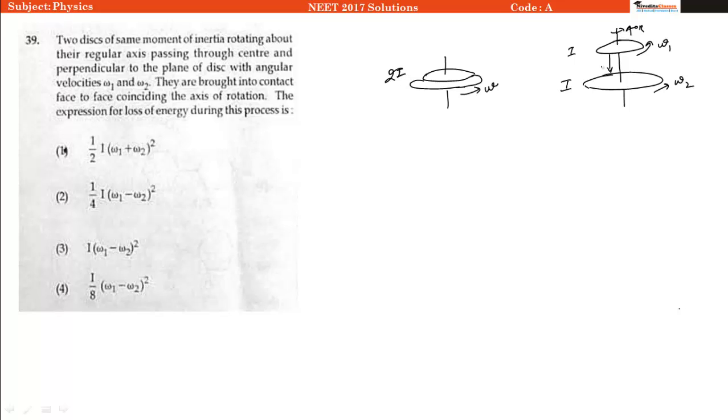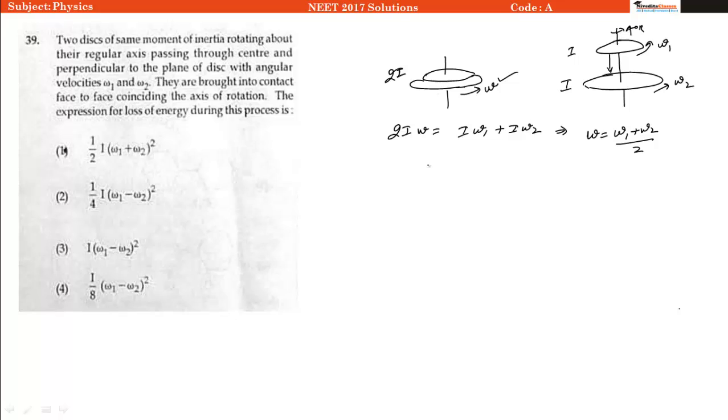Here all the forces which will work will be internal forces, so we can say that the angular momentum will remain conserved. So we can compare the initial and final angular momentum. The final angular momentum is 2I omega and initially it was I omega 1 plus I omega 2, so we can say that omega is equal to omega 1 plus omega 2 divided by 2. Here omega is the final angular velocity.